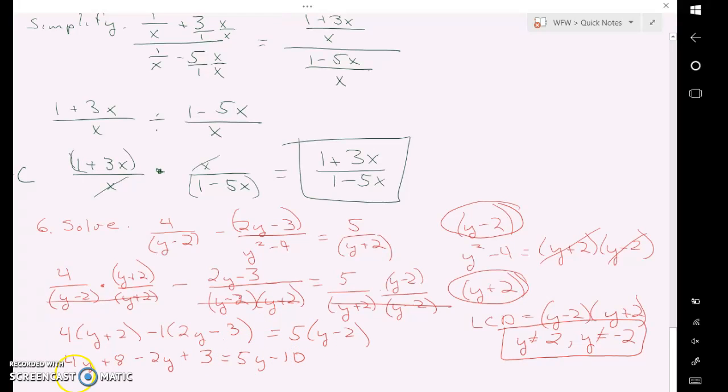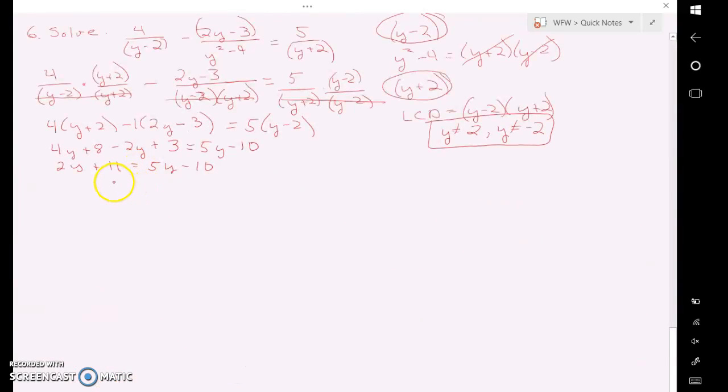Okay, and then combining like terms, we get 2y plus 11 equals 5y minus 10. Subtracting 2y from both sides, we get 11 equals 3y minus 10. And adding 10 to both sides, we get 21 equals 3y. Dividing by 3, we get 7 equals y. We check it against here, and it is okay because it doesn't equal any of our disallowed values.